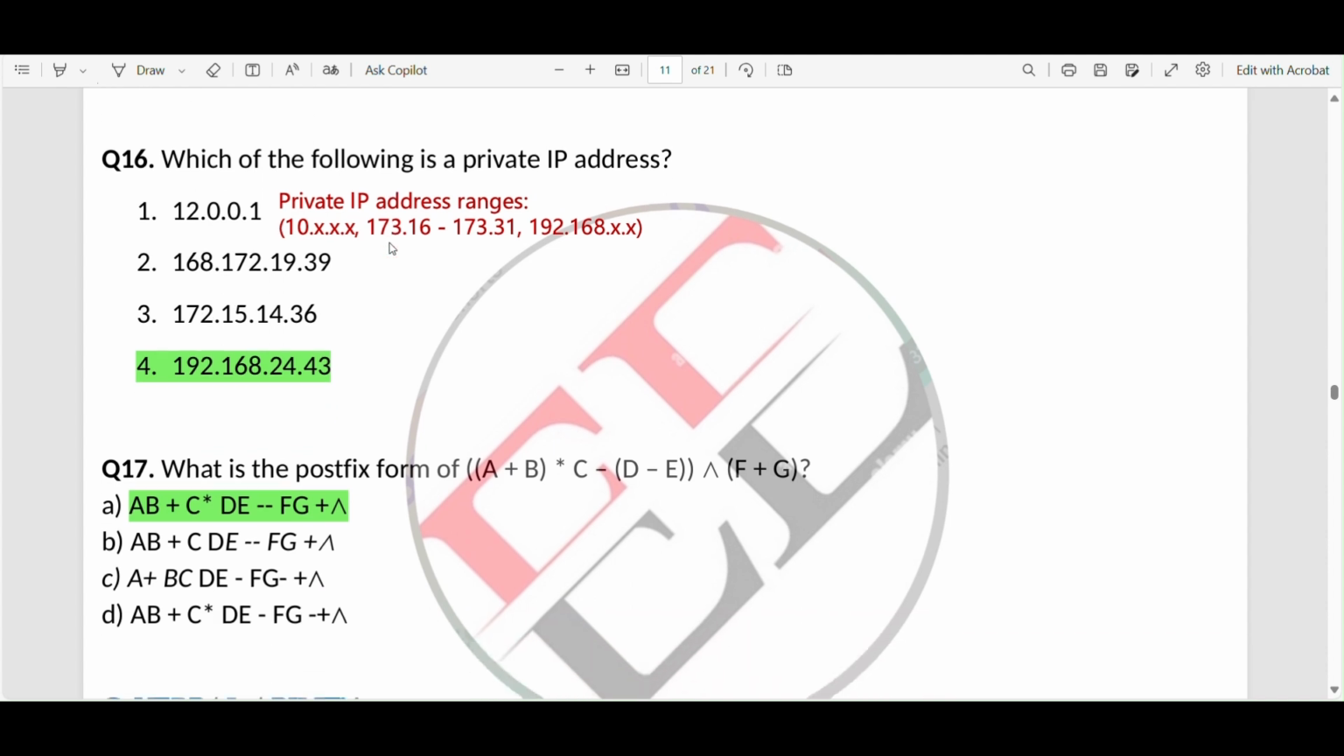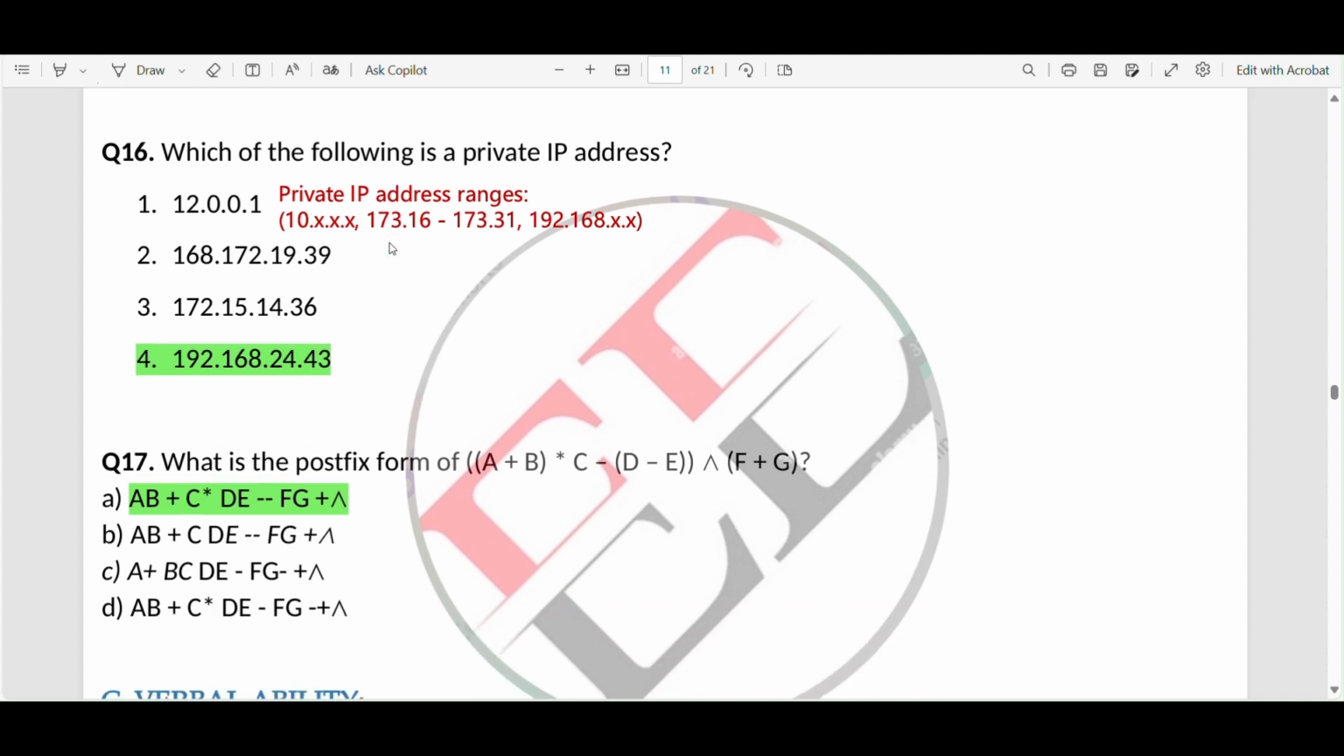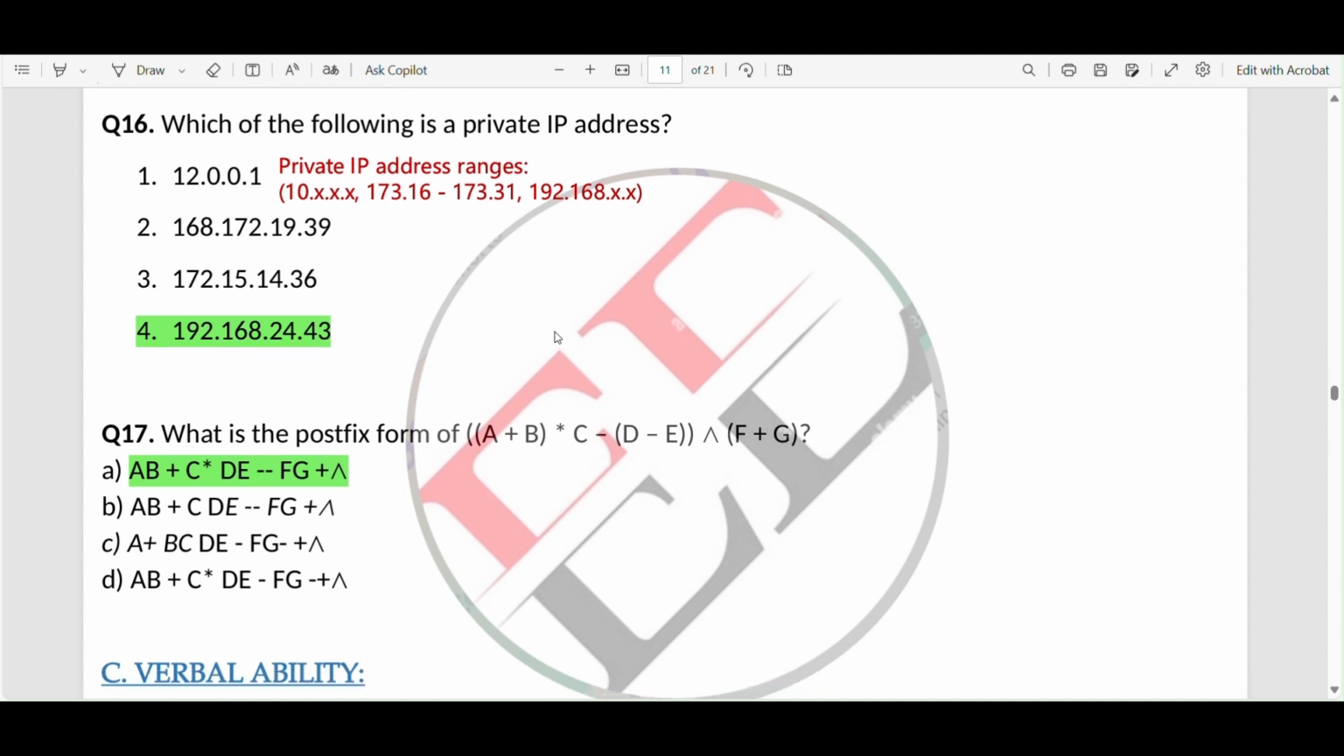Then moving on to the next question, we are having which of the following is a private IP address. Here in the options we are given a list of four IP addresses. Then we need to check which is a private IP address. So here I have given the private IP address ranges. You have to check whether these are in these ranges. Yes, the option 4 is present in this 192.168 range, so that is the correct option here. Question number 16 is also completed.